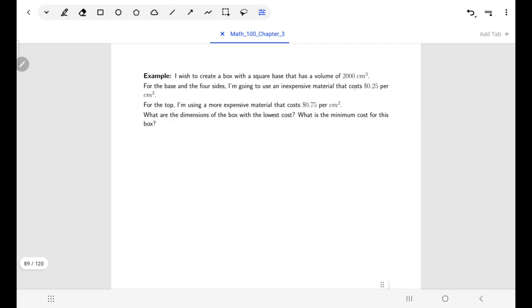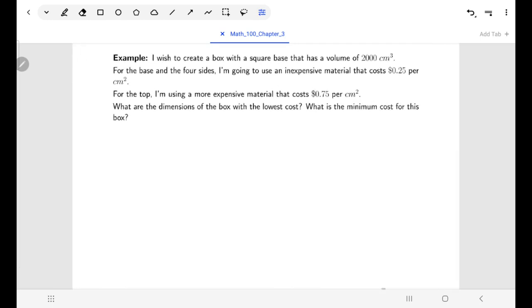And then for the sides and for the top and bottom, I'm going to use different materials that have different costs per area. One of them costs 25 cents per square centimeter. Some of the sides will use 75 cents per square centimeter material. And so the question is, how can we reduce our costs? What is the minimum cost for this box? And what are the dimensions of that box?